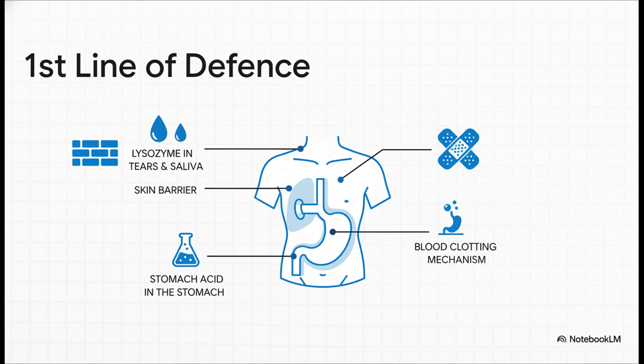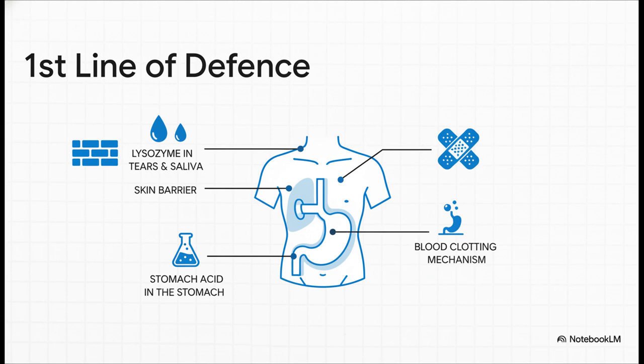So what makes up the outer walls of our fortress? Well, that's the first line of defense. This is a non-specific barrier made of both physical and chemical shields. Physically, we have our tough outer layer of skin, but it's actually a chemical shield too. Your sweat and sebum contain lysozyme, which is an antimicrobial enzyme that literally dissolves bacterial cell walls. You'll also find lysozyme in your tears, saliva, and nasal mucus.